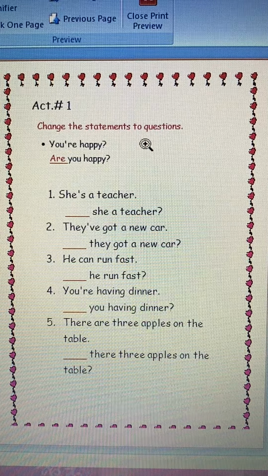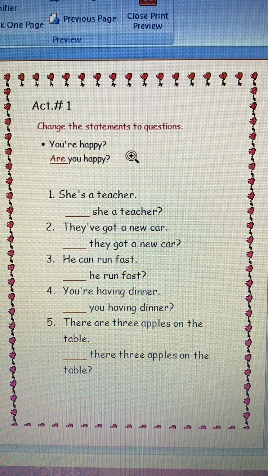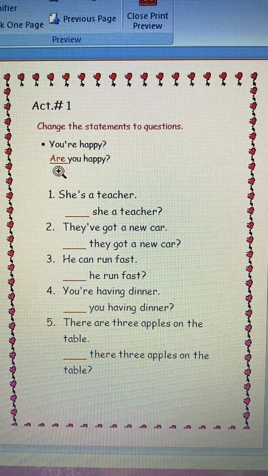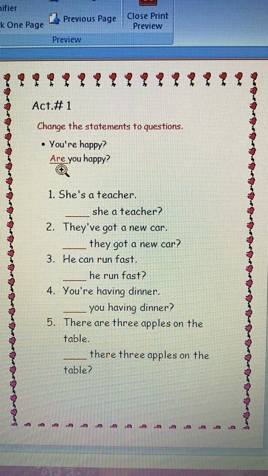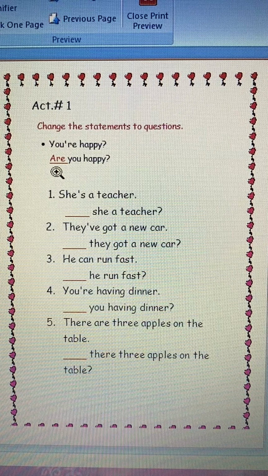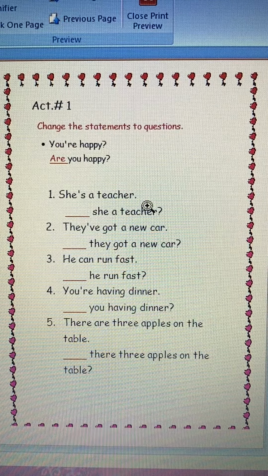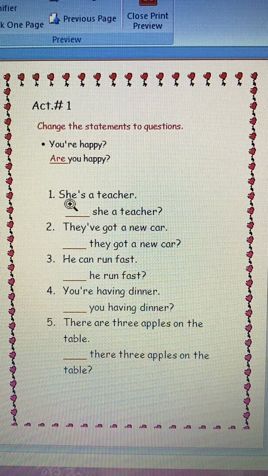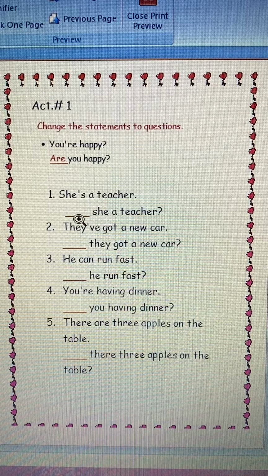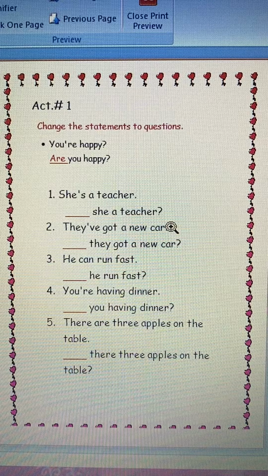Change the statements to questions. The first one is already done. You are happy. What is the verb be? Are. So you have to write are before the subject, which is you. So the answer is, are you happy? Number 1, she is a teacher. What is the subject? She. And what is the verb? Is. So you have to write is before the subject. Is she a teacher?